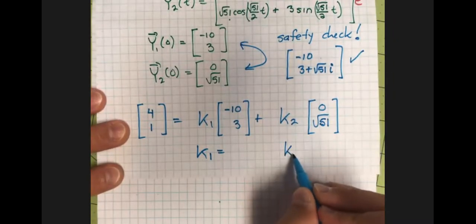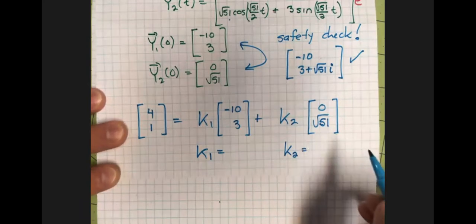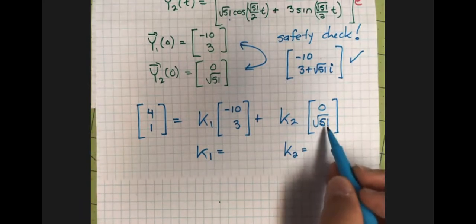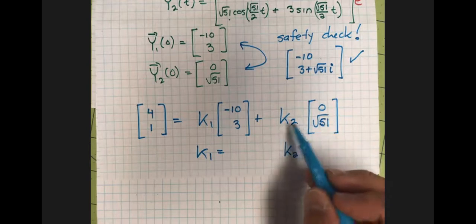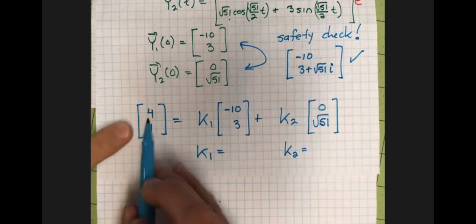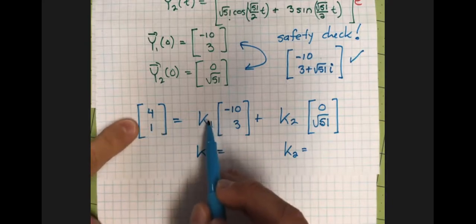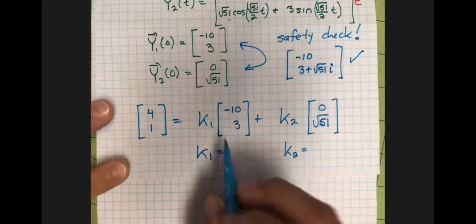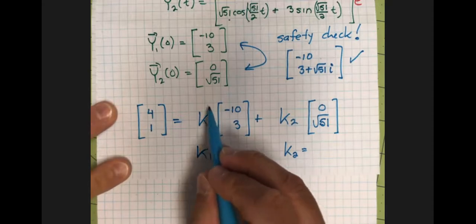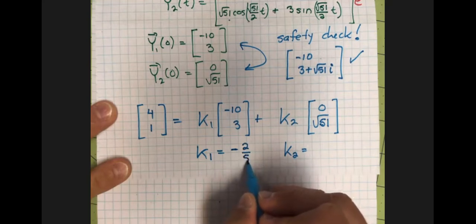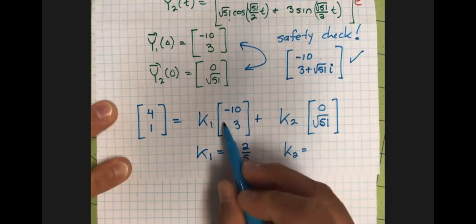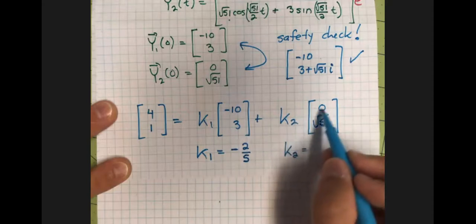First, that looks really, really bad because of this root 51. But actually, I don't see the root 51. I see the 0. Remember what we said, 0 is my friend. Since 0 is my friend, this top line says 4 is equal to minus 10 K1. That means K1 is 4 over minus 10, minus 2/5. So I get the K1 instantly because there's no contribution from K2 here.